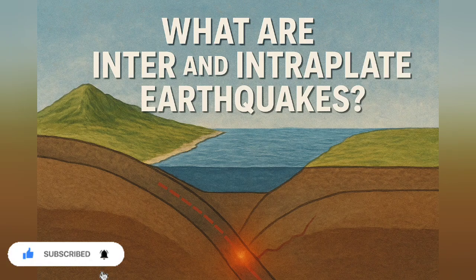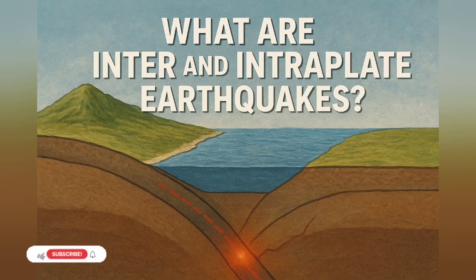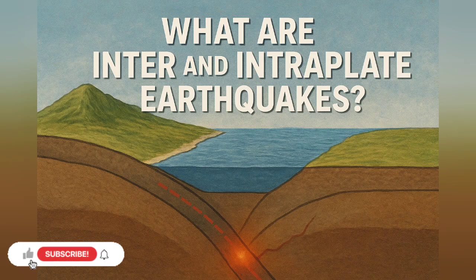A. 3. Transform boundaries, plates sliding past each other. At transform boundaries, plates move horizontally past one another. The most famous example is the San Andreas Fault in California, where the Pacific plate slides northward relative to the North American plate. These boundaries produce earthquakes when the plates lock along their edges and then suddenly slip. Earthquakes at transform boundaries can be shallow, frequent, and destructive because they occur close to the Earth's surface and often beneath densely populated regions.